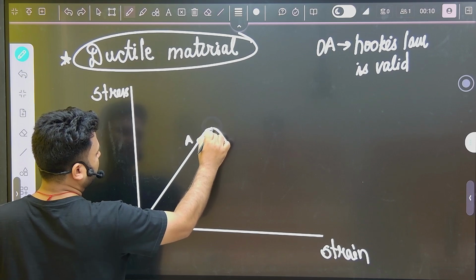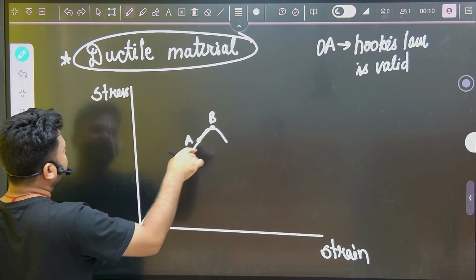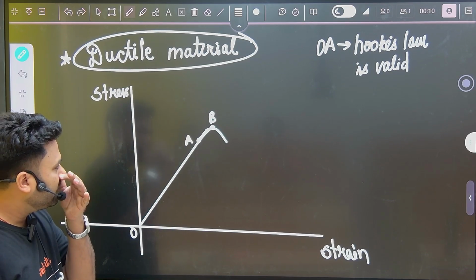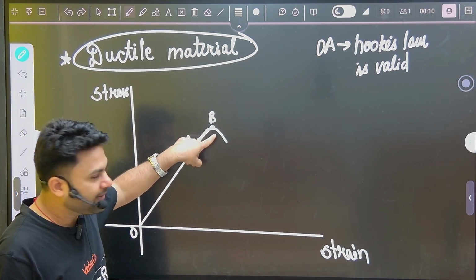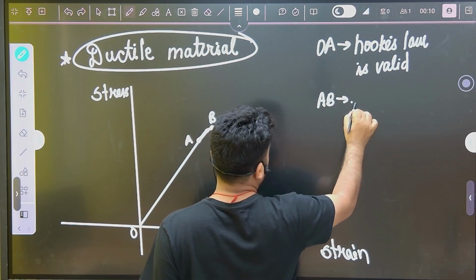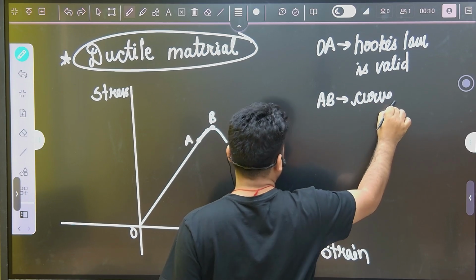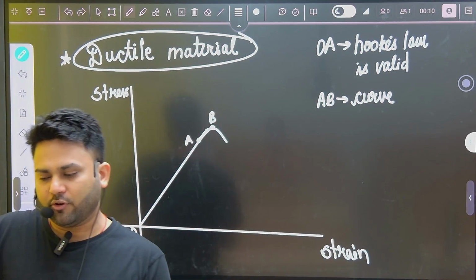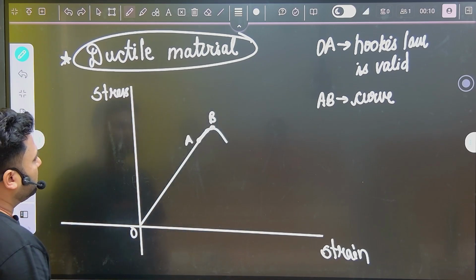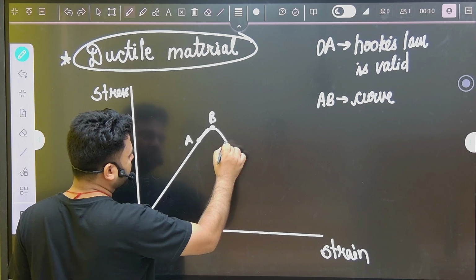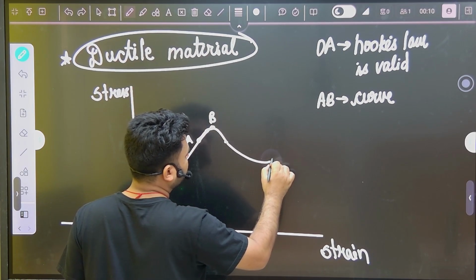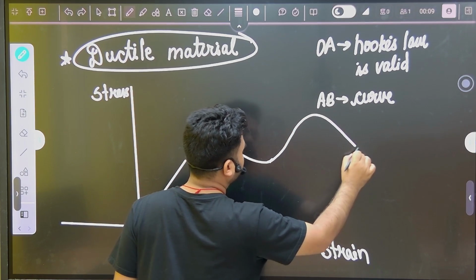From A to B, you are increasing stress, strain is also increasing, but it is not a straight line, it is a curve. From A to B, the graph is a curve. It means it is not directly proportional. When you are increasing this, this is also increasing, but not in the same proportion. So A to B is a curve. Then the graph falls down. And finally, see, the graph is like this.